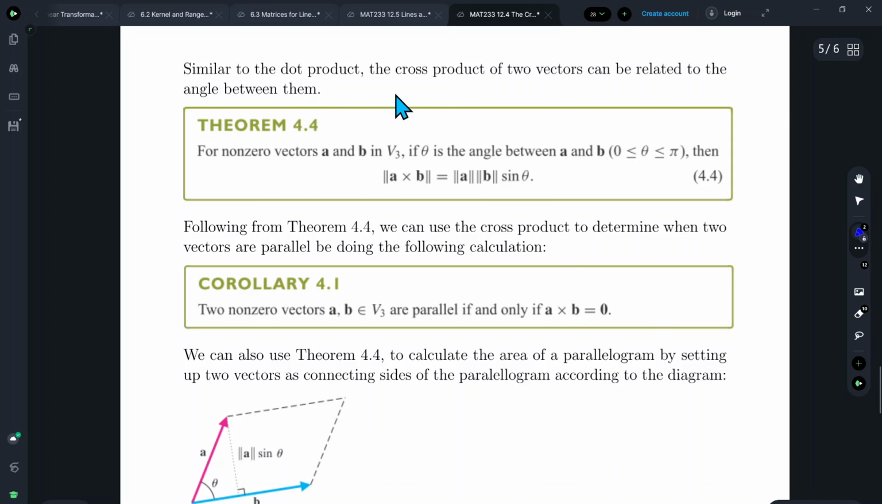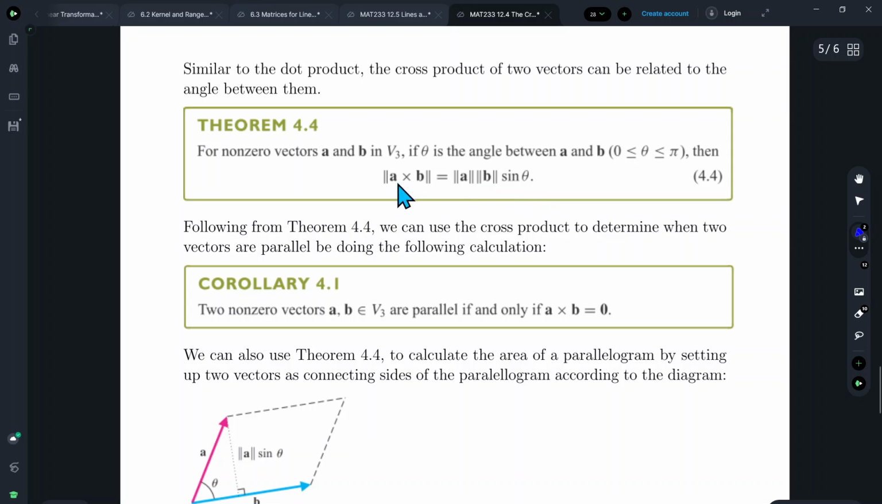Similar to the dot product, the cross product of two vectors can also be related to the angle between them. So we have this Theorem 4.4 here, which says that if A and B are three-dimensional vectors, then the cross product is related to the angle between them by this relationship: the magnitude of A cross B is equal to the magnitude of A times the magnitude of B times sine theta.